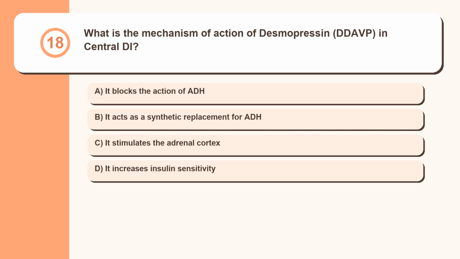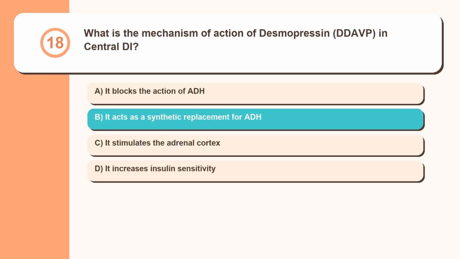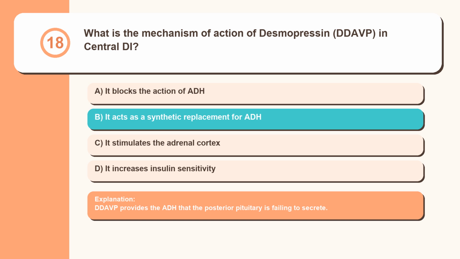Question 18. What is the mechanism of action of desmopressin, DDAVP, in central DI? It blocks the action of ADH. It acts as a synthetic replacement for ADH. It stimulates the adrenal cortex. It increases insulin sensitivity. DDAVP provides the ADH that the posterior pituitary is failing to secrete.